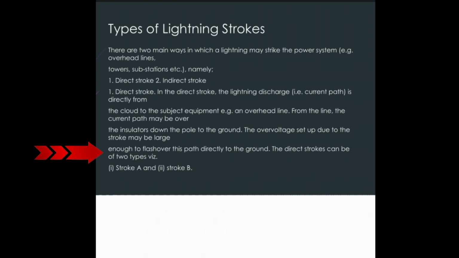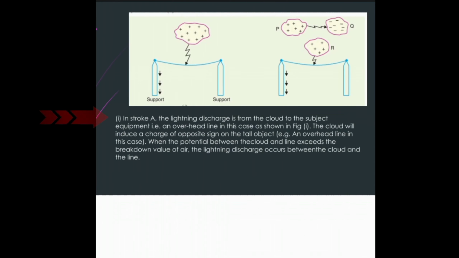In order to flash over this path directly to the ground, the direct strokes can be of two types: stroke A and stroke B. In stroke A, the lightning discharge is from the cloud to the subject equipment and overhead line. In this case, as shown in figure 1, the cloud will induce a charge of opposite sign on the tall object, an overhead line in this case.